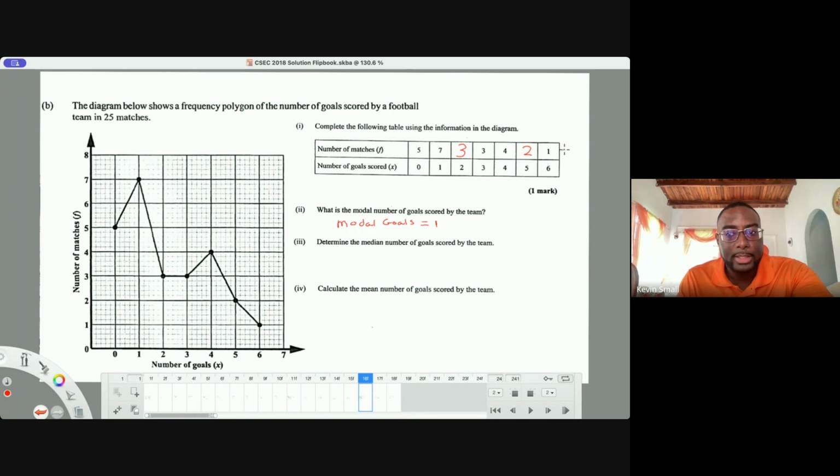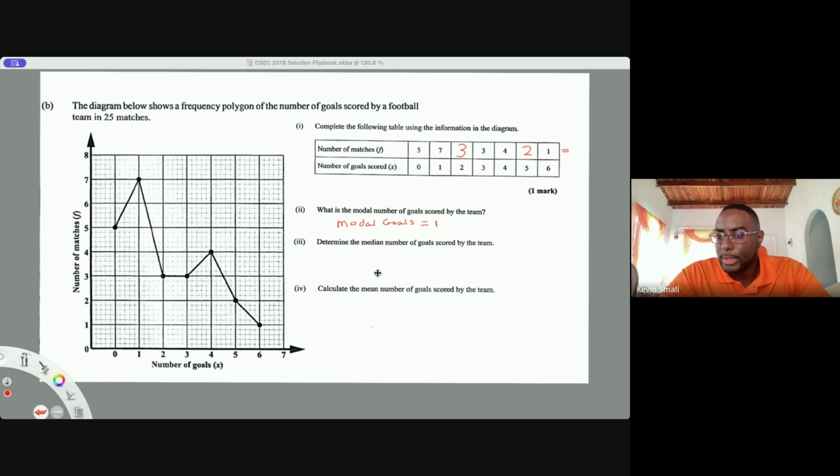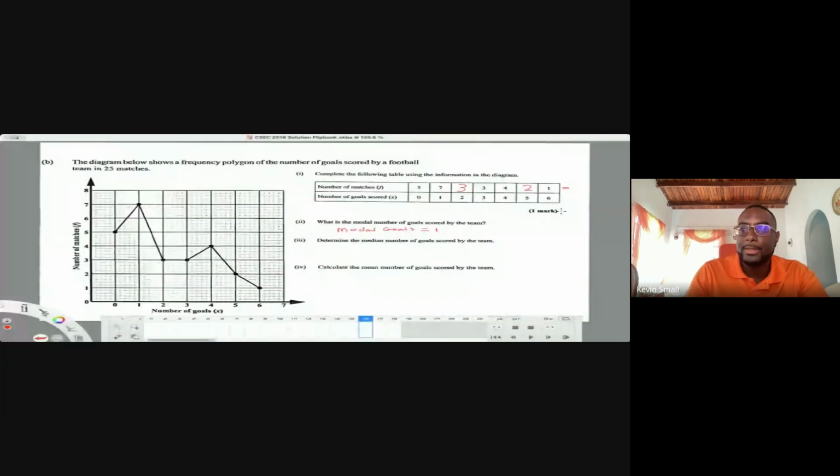The second thing is you need to find the sum of the frequency. So what is the sum of this top row? Let's go, people. Tell me what the sum is for that top row. Is it 25 or is it 24? Let's double check. 5 plus 7 plus 3 plus 3 plus 4 plus 2 plus 1. All right, it is 25. Okay, so that top row is 25.